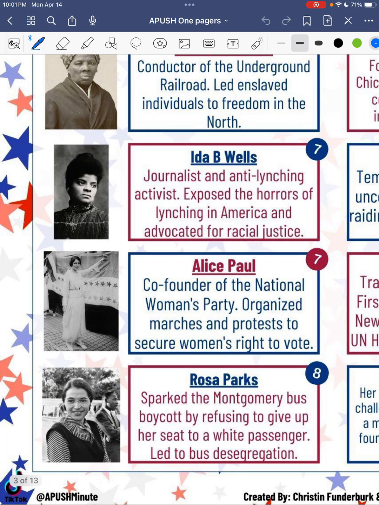Rosa Parks, we talked about her already, sparked the Montgomery bus boycott. She refused to give up her seat. This was all planned by the NAACP.